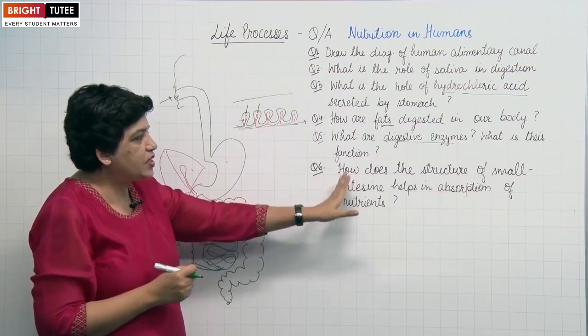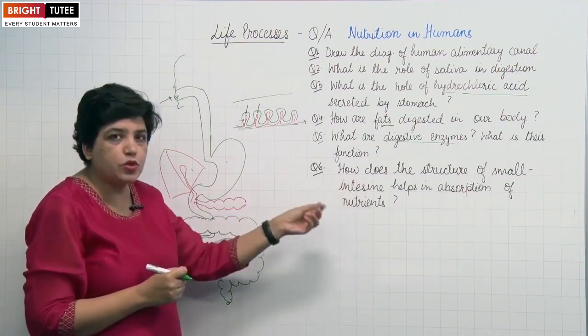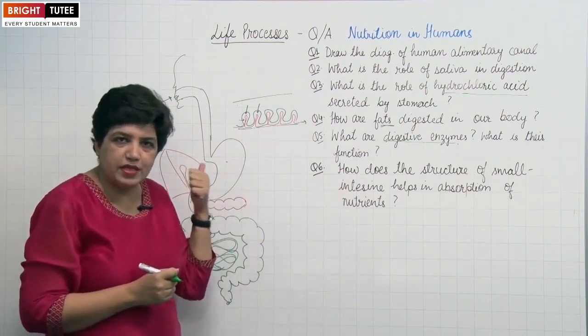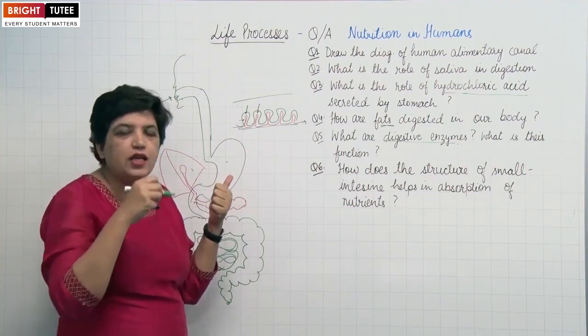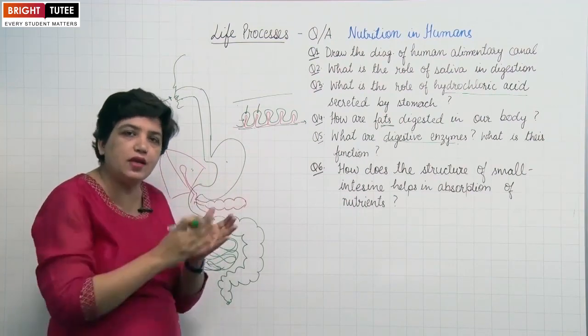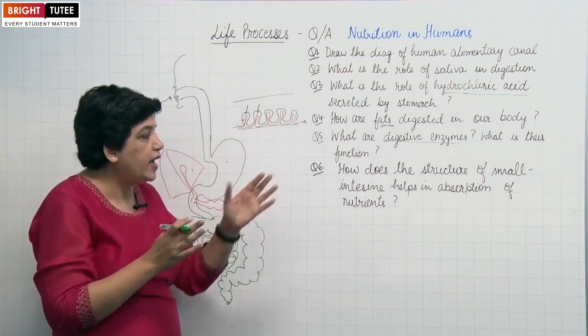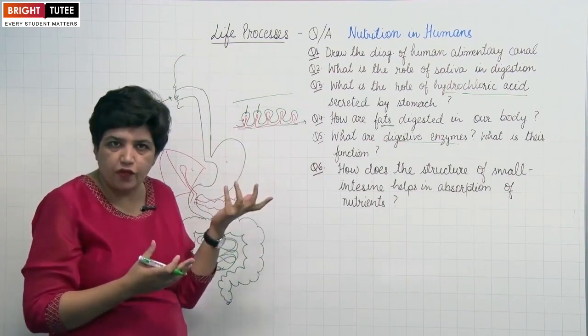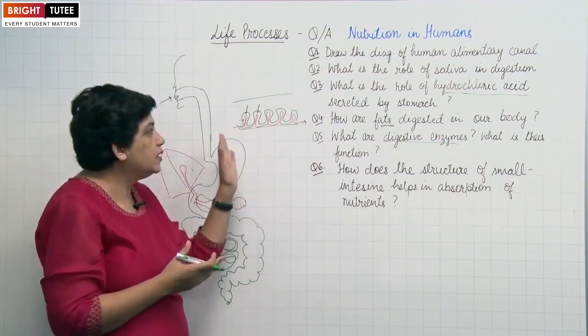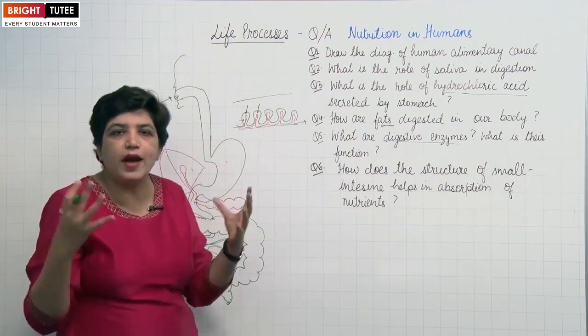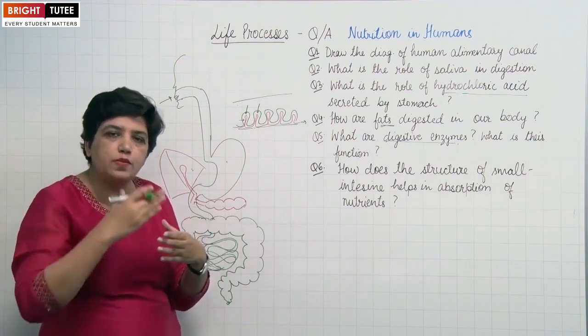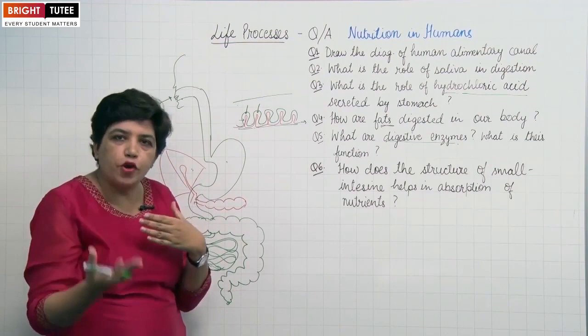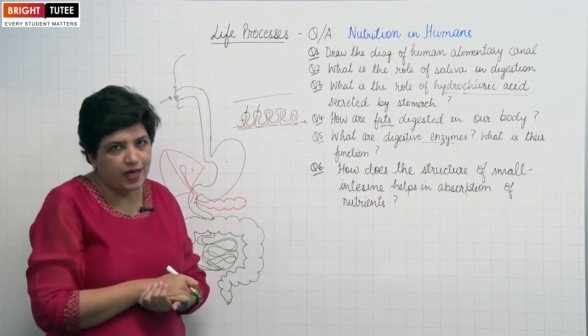So, the structure of small intestine which helps in absorption is, first you have to explain the presence of villi, which are tiny finger-like projections in the inner wall of small intestine, and they increase the surface area for absorption. Secondly, the small intestine is richly supplied by blood vessels, which helps in absorption of the nutrients from the small intestine into the blood.